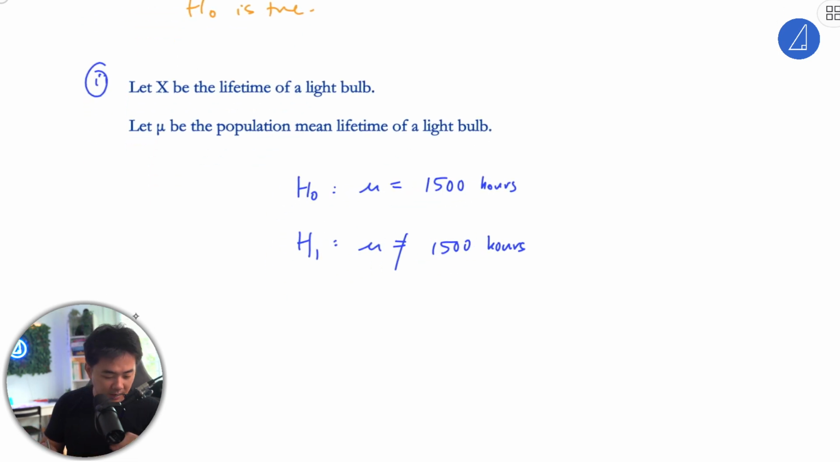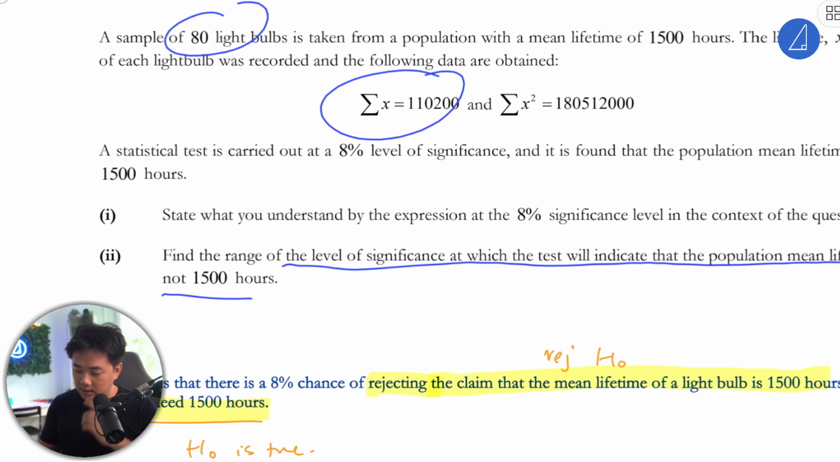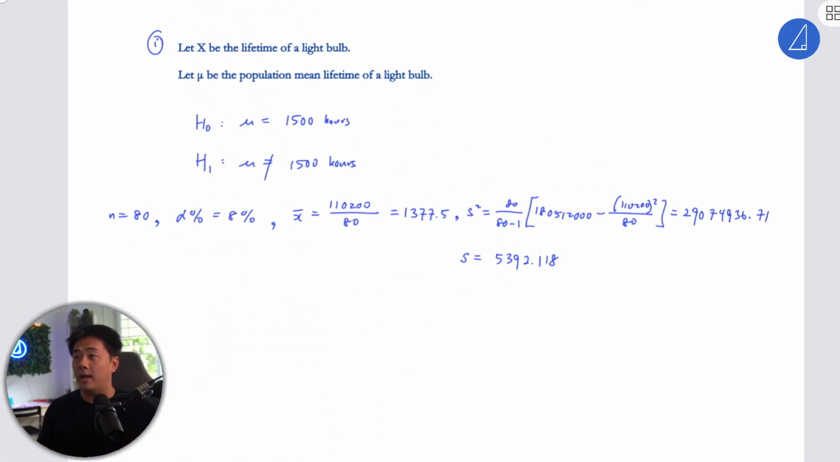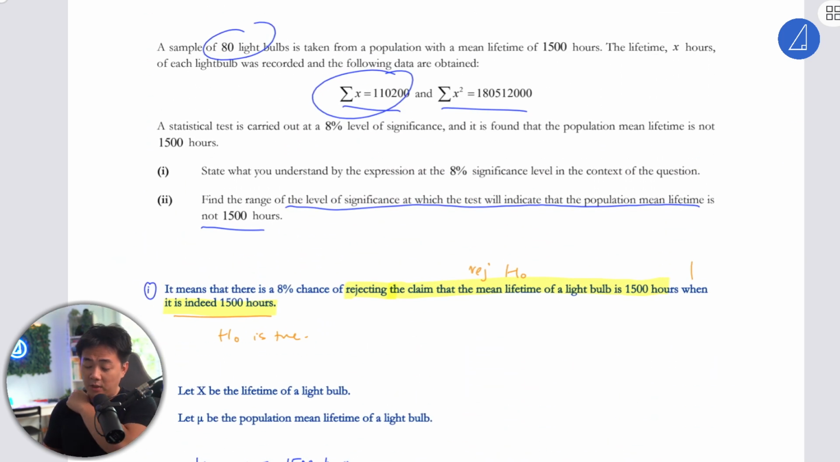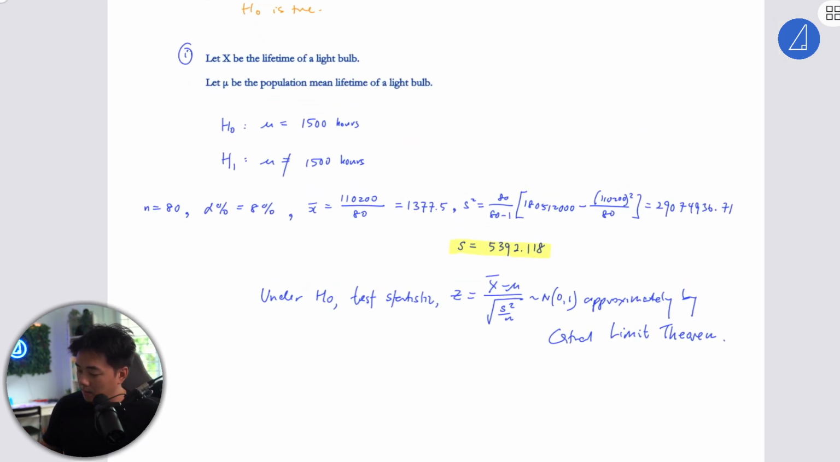In this case, I'm going to write everything down. n is 80 light bulbs in the sample, and then we have a summation of x and so on. We need to find the unbiased estimate of the population variance as well. This is S squared, but we want the unbiased estimate of the population standard deviation. Now we write down under H naught the test statistic. We could use the rejection zone method, the classical method, because we need to find the range of level. Oh, actually, p-value. No, we just use p-value. If you want the range of level of significance, then you just use p-value. So let's look at that. This is approximated by the central limit theorem.